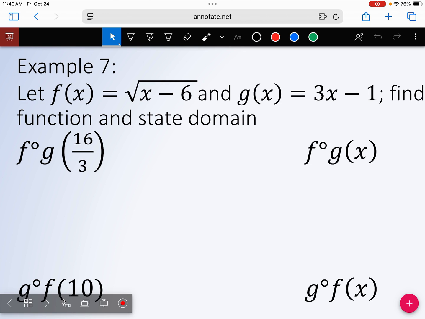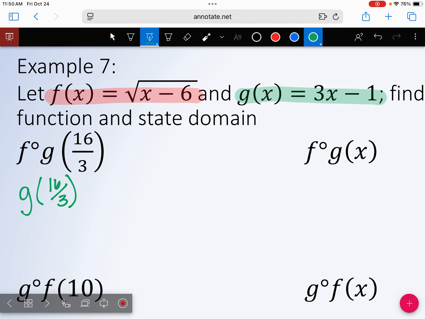Take the 16/3 and substitute it into g. So I'm going to take my g function. This is g. This is f. So take 16/3 and put it inside of g. So what I'm finding is g of 16/3, which means that would be 3 times 16/3 minus 1.